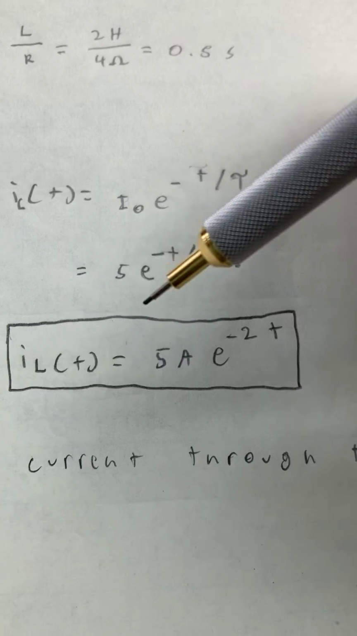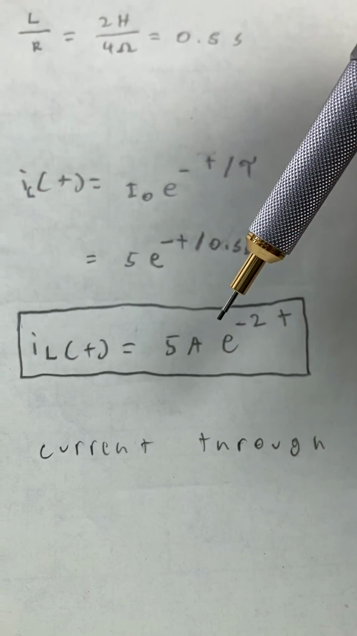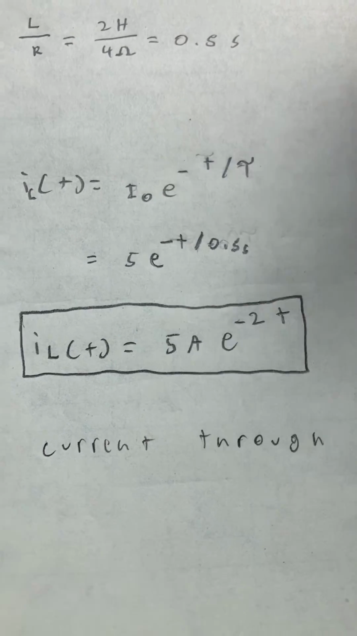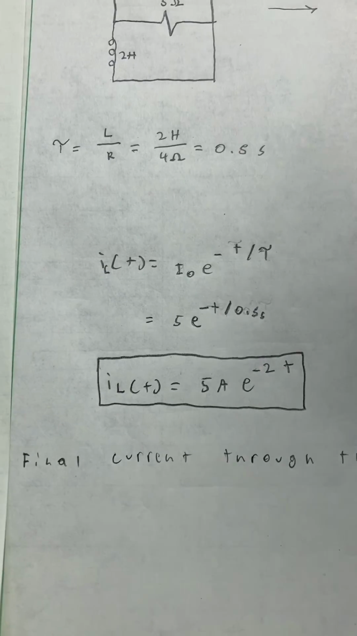And we can rearrange that. So we have IL of t equal to 5 amps times e to the negative 2t. And this would be the current through the inductor as a function of time.